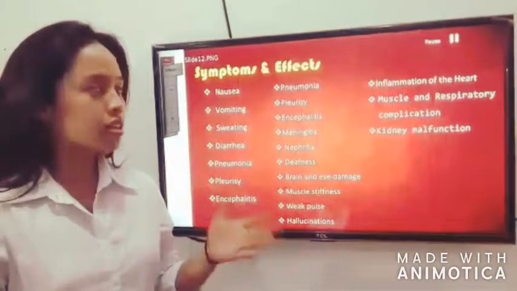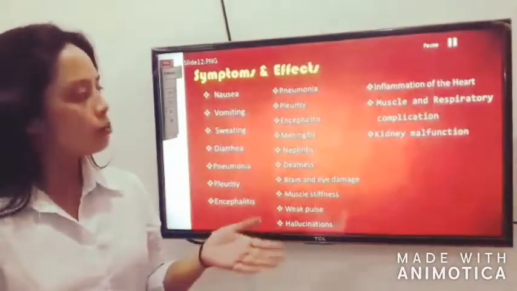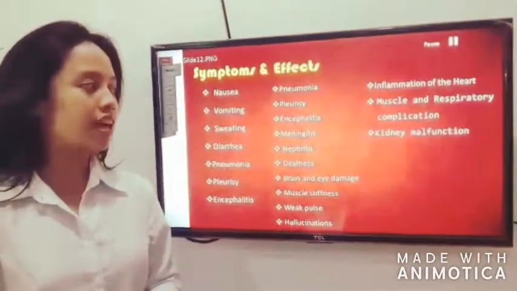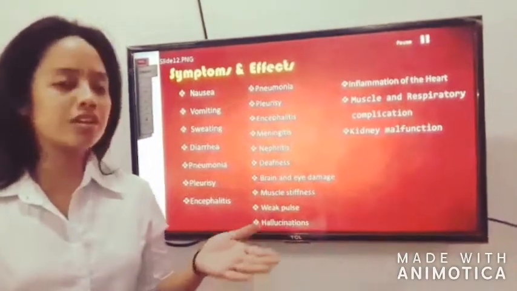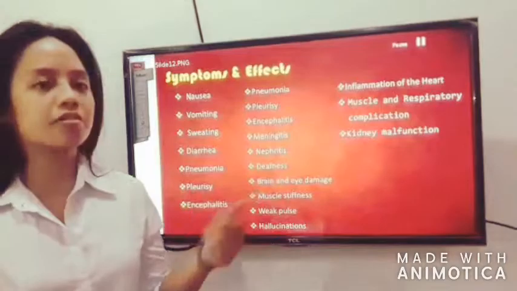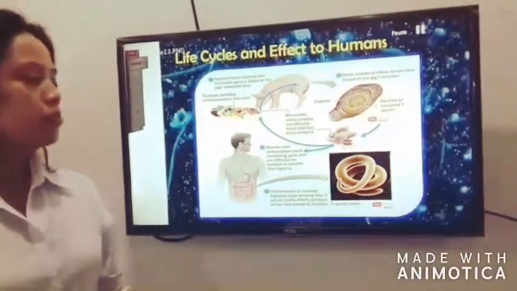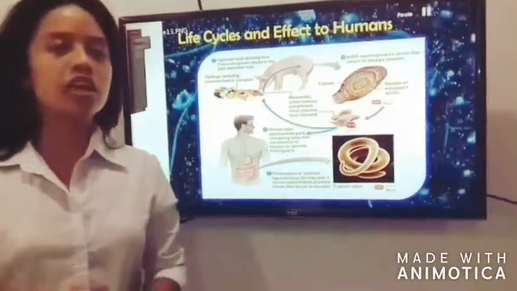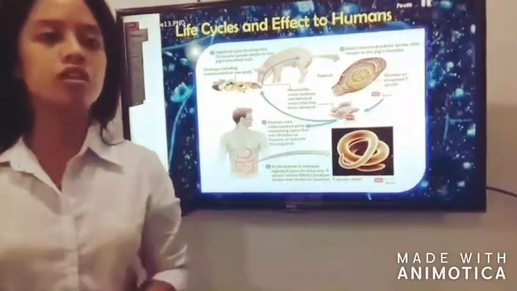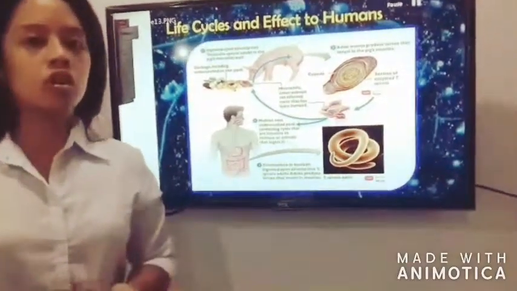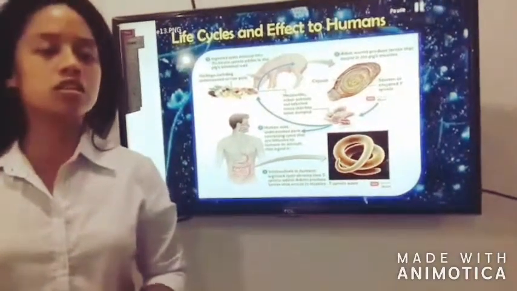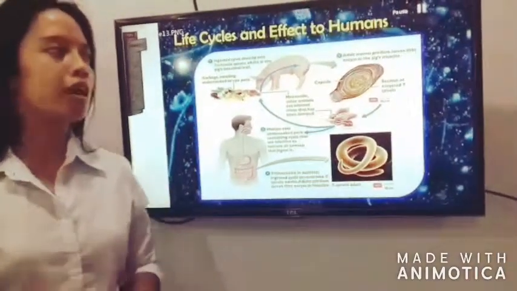Some other symptoms would be pneumonia, pleurisy, encephalitis, meningitis, inflammation of the heart, muscle and respiratory complications, and kidney malfunction. For the life cycle, since Trichinella spiralis is found in the muscles of its host, ingesting undercooked and raw meat would be one of the causes of ingesting Trichinella spiralis.